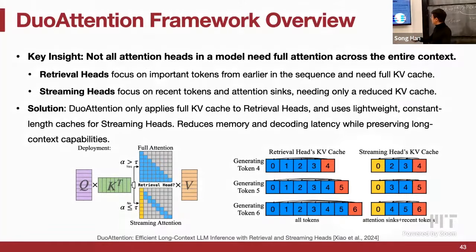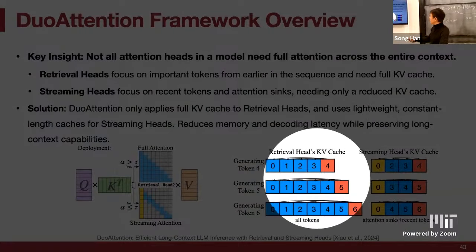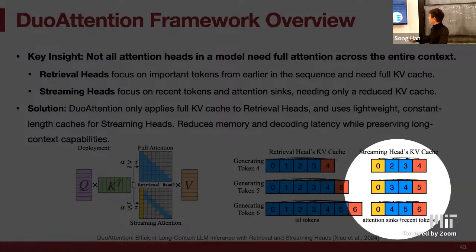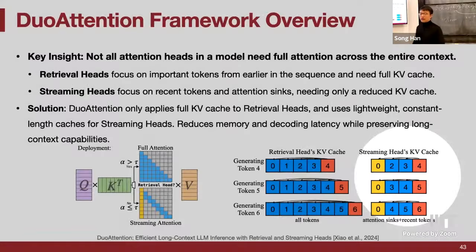So this is the retrieval heads' KV cache, which grows linearly with the sentence length, the token length, versus the streaming head, which only keeps the sink in yellow and the most recent tokens, which is a constant size KV cache.